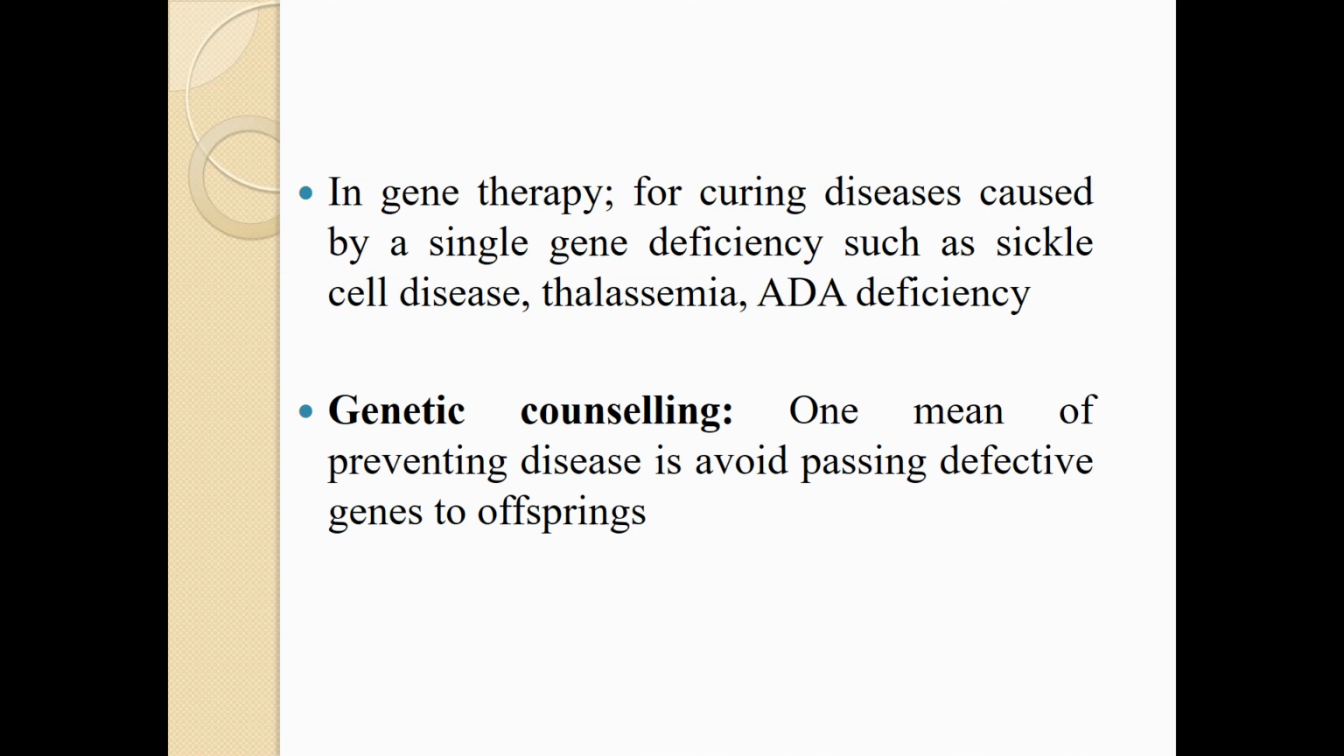Then genetic counseling. Suppose the parents are suffering from certain disorders which are not dominant but autosomal recessive. In that condition, in genetic counseling, we also use this recombinant DNA technology. It is one means of preventing diseases, by avoiding the passing of defective genes to the offspring. So in these autosomal recessive conditions, one gene contains mutant DNA and the other contains normal DNA. These carriers are also identified by recombinant DNA technology.